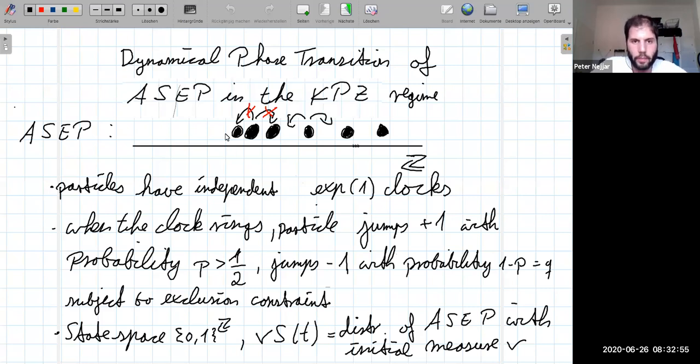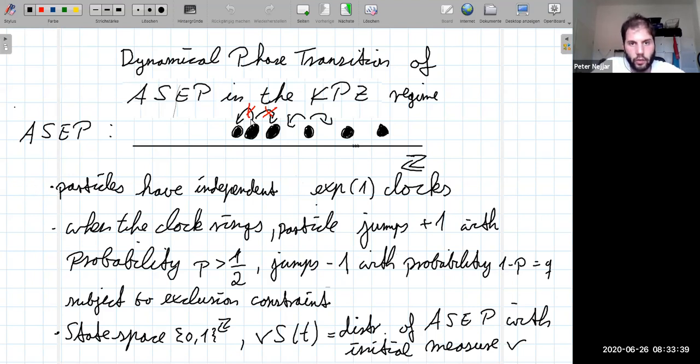Speaking to a rather specialized audience, I can be relatively brief about introducing the ASEP, but just to fix some notation. We are looking at the asymmetric simple exclusion process on the integers, and particles have independent exponential 1 clocks. Whenever that clock rings, a particle tries to increase its position by 1 with probability p, which is bigger than 1/2, and it decreases its position by 1 with probability 1 minus p, which we call q. However, there's an exclusion constraint.